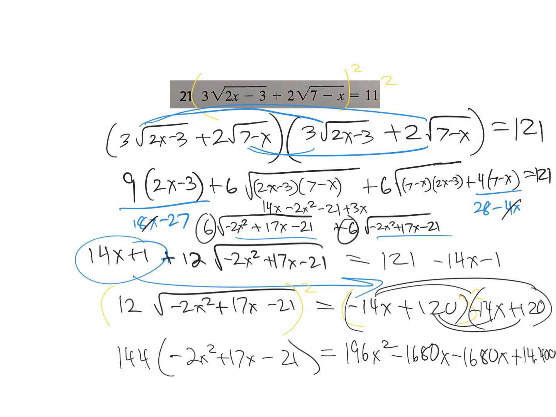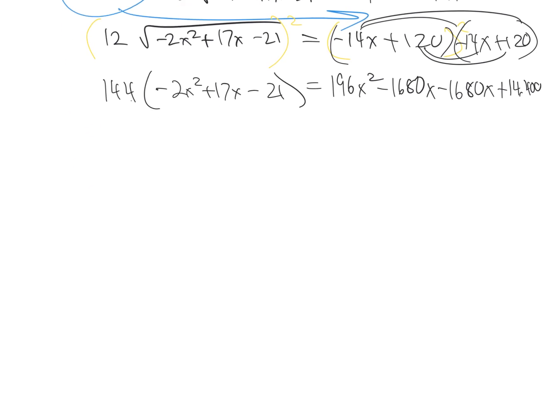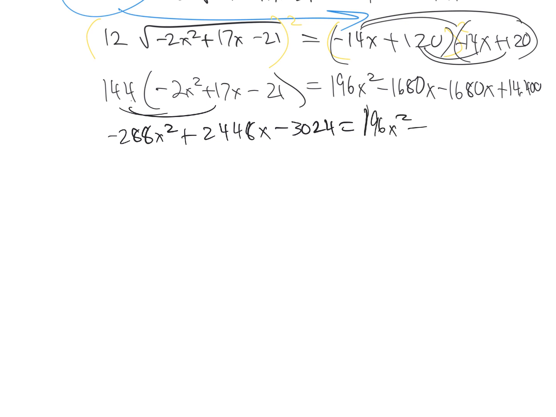All right, let me move all this up. All right, let's keep going here. Distribute, we get negative 288x squared, and 17 times 144 is 2,448x, by the way. 144 times negative 21 is a negative 3,024, and that equals this side, 196x squared minus 3360x plus 14,400. It's a lot of work, but it shows you that it can be done.